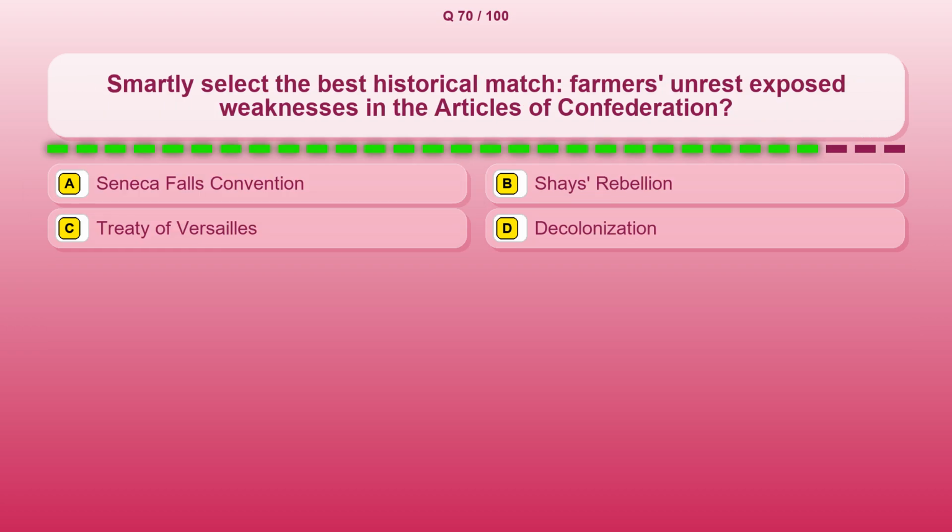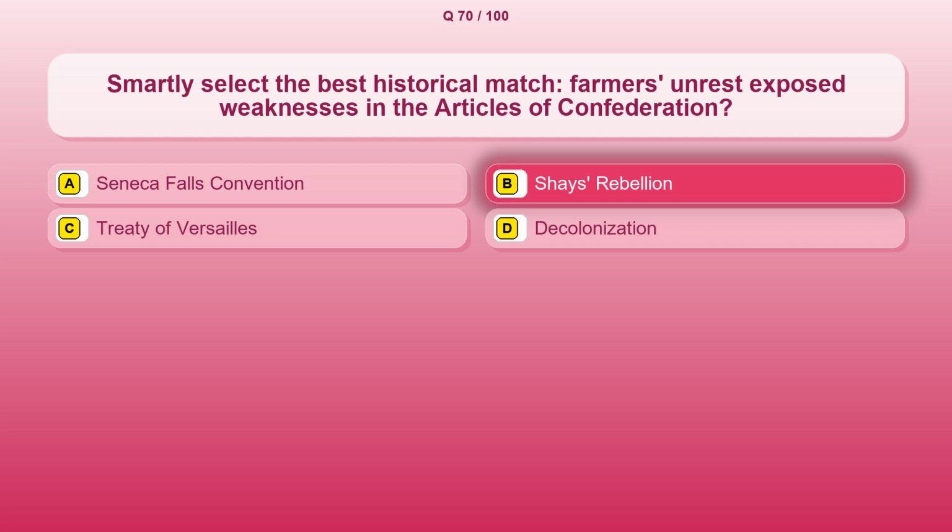Question 70. Smartly select a best historical match. Farmers' unrest exposed weaknesses in the Articles of Confederation. Option A, Seneca Falls Convention. Option B, Shays Rebellion. Option C, Treaty of Versailles. Option D, decolonization.